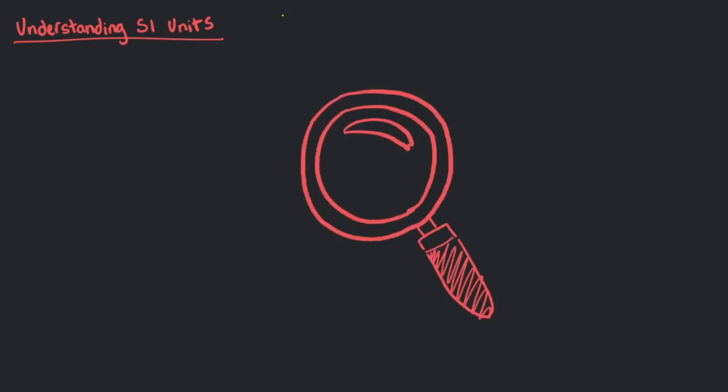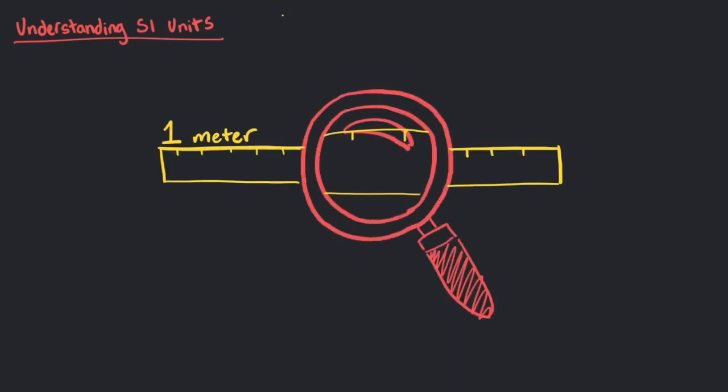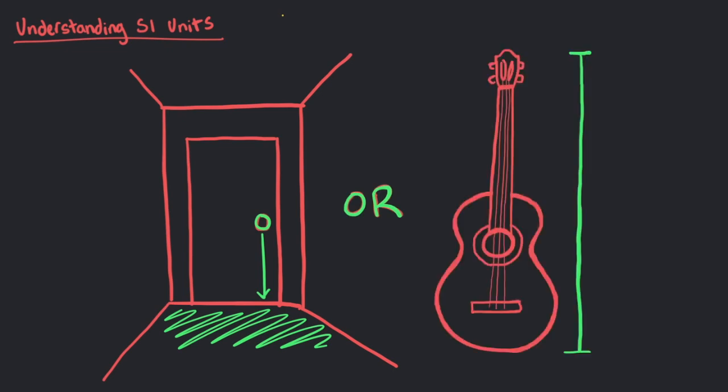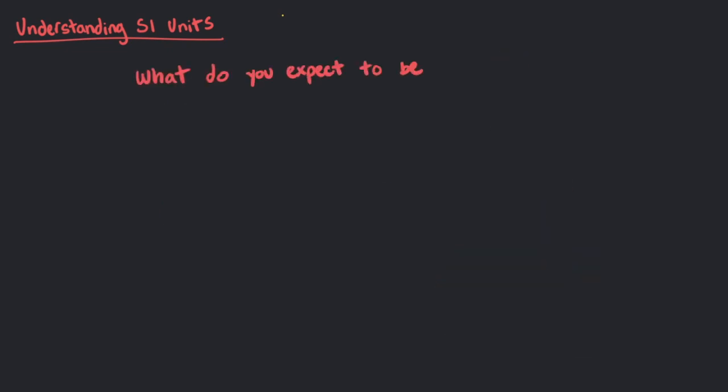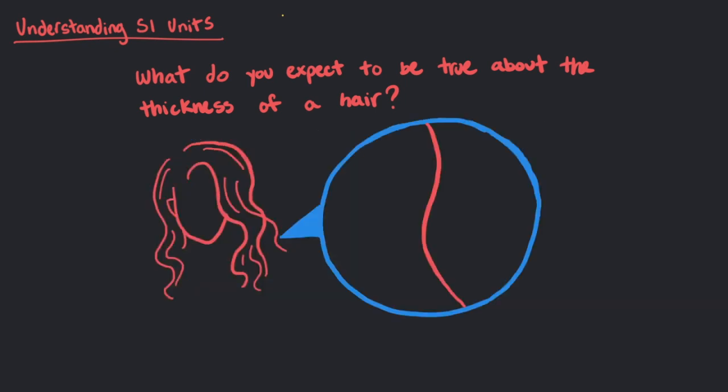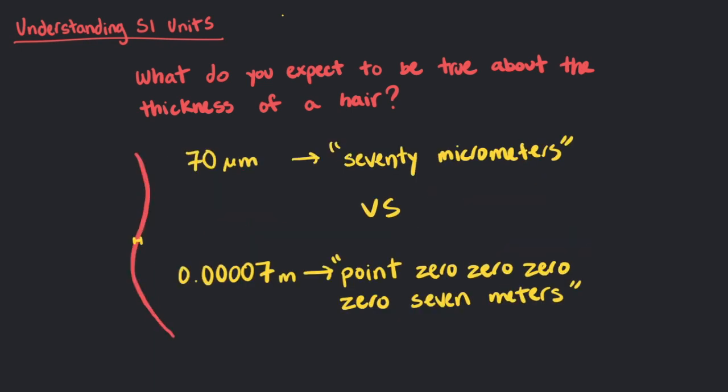Now, let's take a closer look at the meter stick. A meter stick is close to the distance between a doorknob to the floor or the sides of a guitar. What do you expect to be true about the thickness of a hair? That's right, human hair is pretty small. In fact, they're roughly 70 micrometers. Yes, these two numbers are the same, but doesn't 70 micrometers read a lot easier?